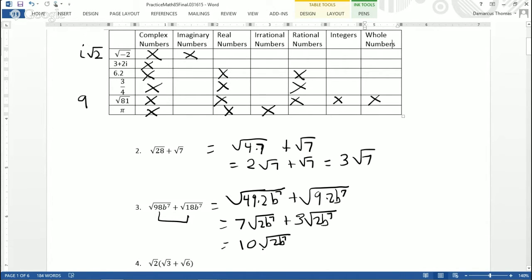Now, we can simplify this a little bit further. b to the 7th can be written as b to the 6th times b. Now, let's take the square root of b to the 6th out. The square root of b to the 6th is b cubed, so it comes out. And our final answer is 10b cubed root 2b.